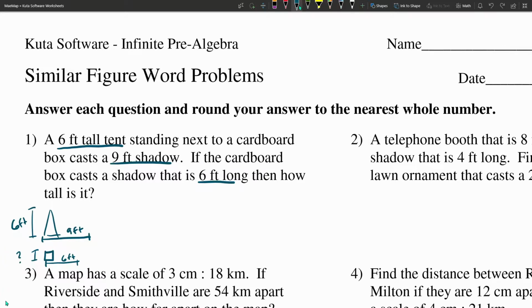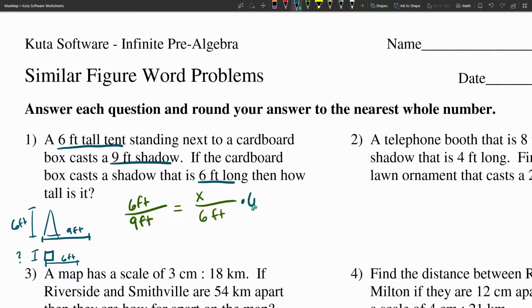Just like in similar figures problems, we need to keep our numerators and our denominators in line. We can either keep them within the same figure together, or we can keep the same type of sides together. In this case, let's keep our figure together. So I'm going to have 6 feet, which is how high the tent is, over the length of its shadow, which is 9 feet. And that's going to be equal to the height of the box, which is our unknown. I'm going to write that as our variable x, over 6 feet. Now it's just a one-step equation.